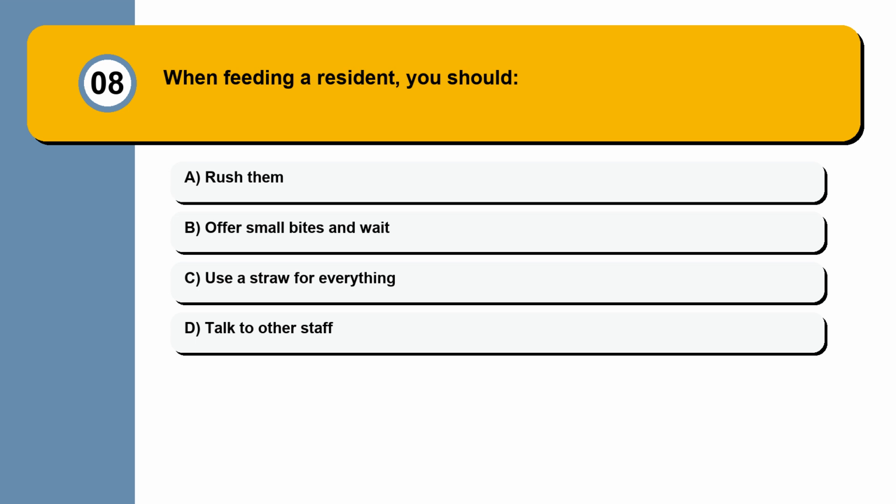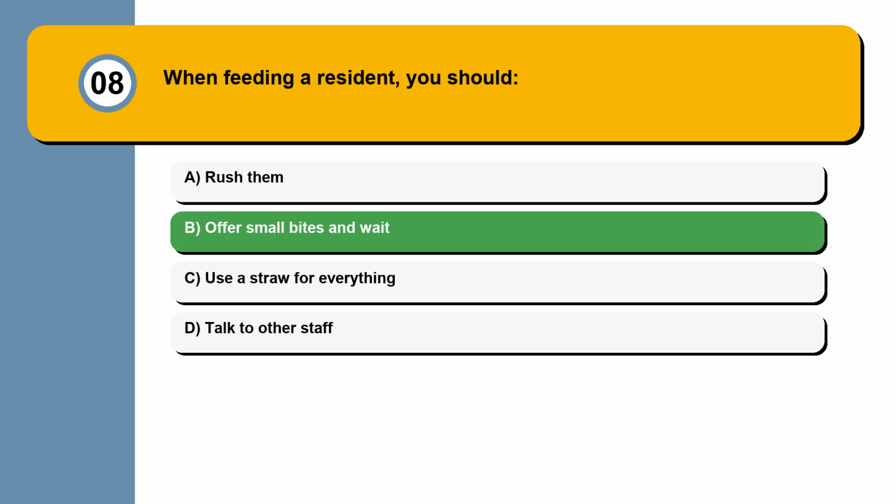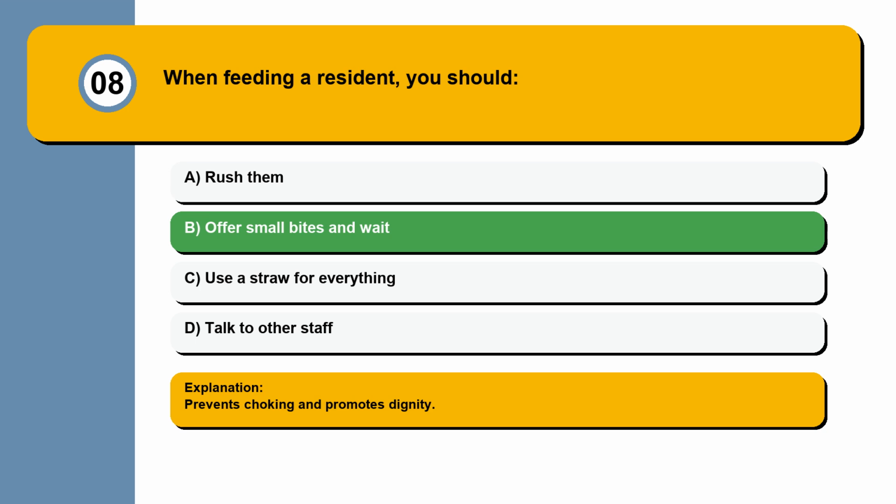Question 8. When feeding a resident, you should rush them, offer small bites and wait, use a straw for everything, talk to other staff. Prevents choking and promotes dignity.